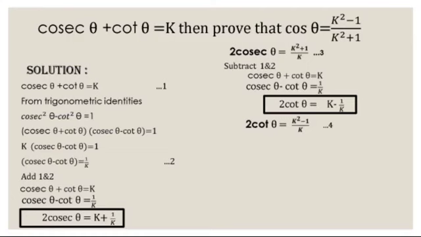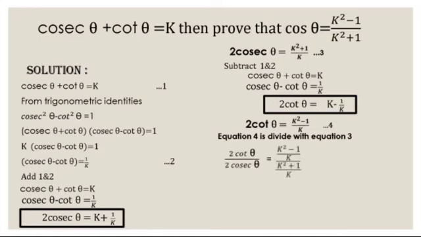Now equation 4 is divided by equation 3. 2 cot theta by 2 cosecant theta equal to k square minus 1 by k divided by k square plus 1 by k. Cancel 2 and cancel k. Then cot theta by cosecant theta is equal to k square minus 1 by k square plus 1.